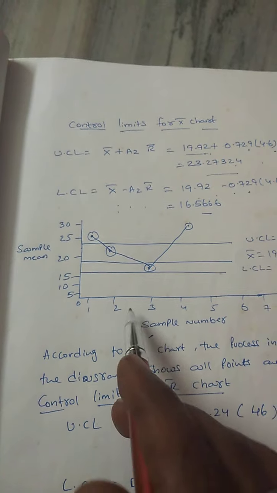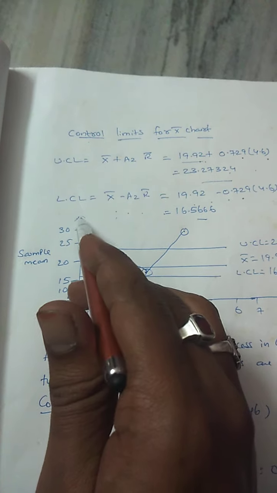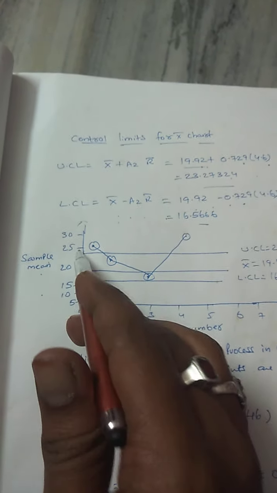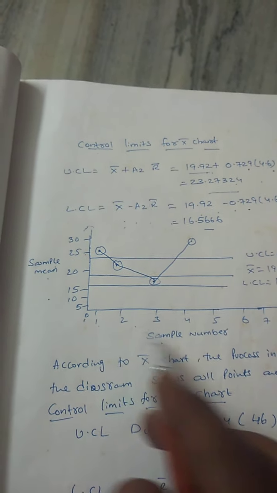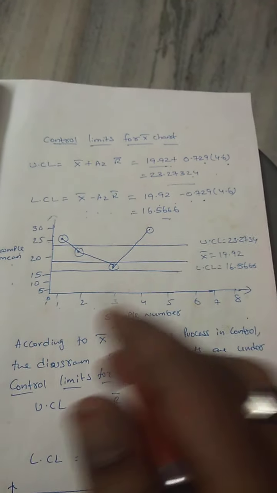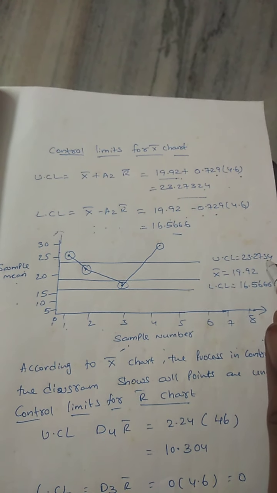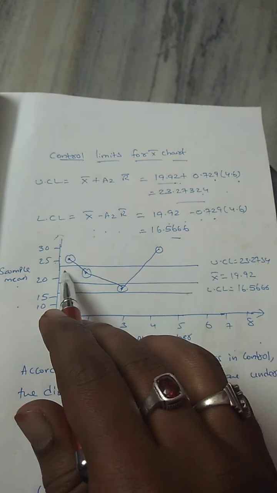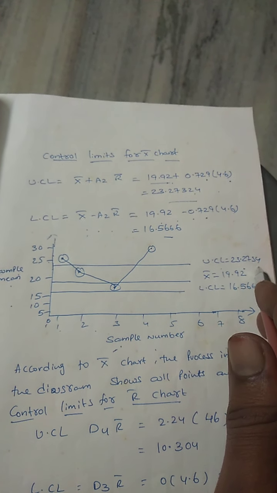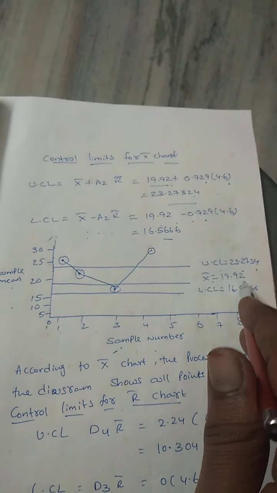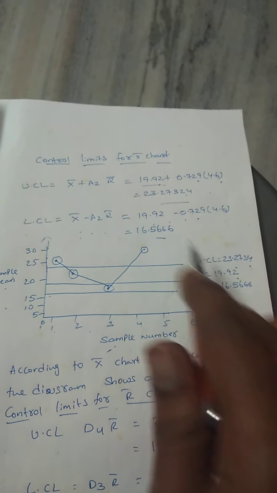In the diagrammatic representation of the X bar chart, take the y-axis. On this y-axis we take sample mean values, from 0 to 30. Here for sample numbers I am giving 8 numbers, because in the problem they are giving 5 numbers, so I am just adding another 3 also. Upper control limit is 23.2734. I am going to draw a straight horizontal line. X bar value 19.92 we got already. Just take this line, and lower control limit is 16.566.